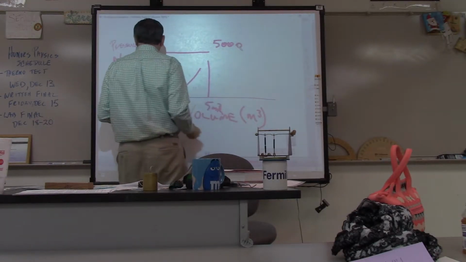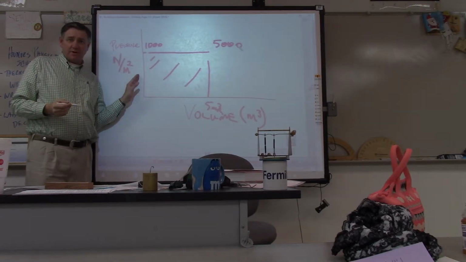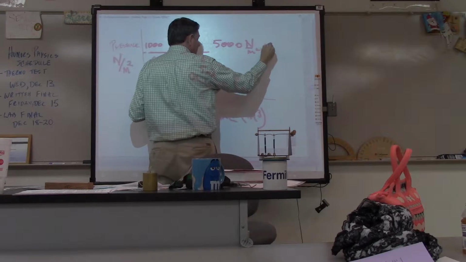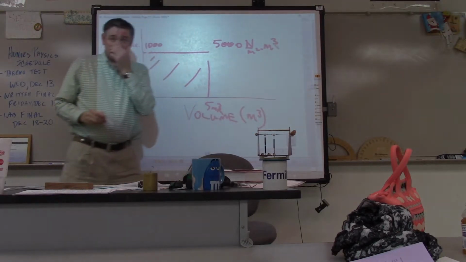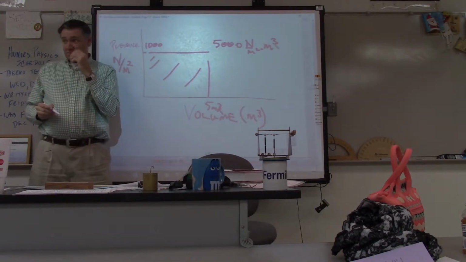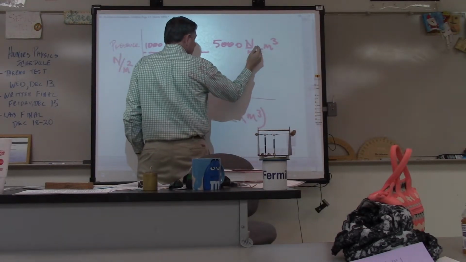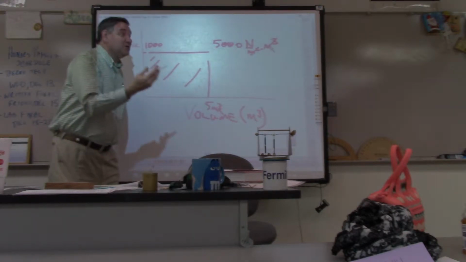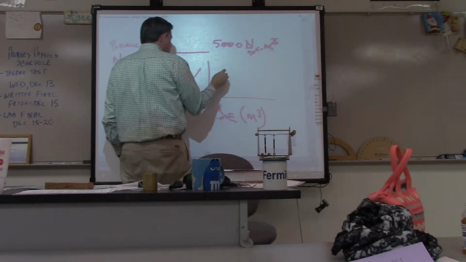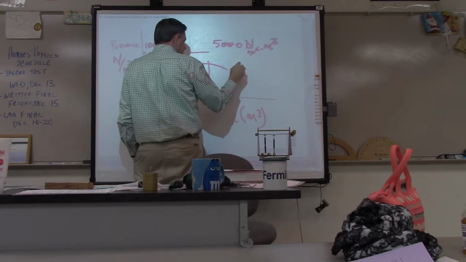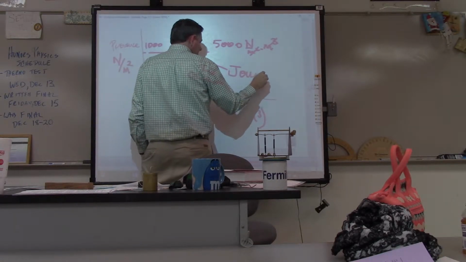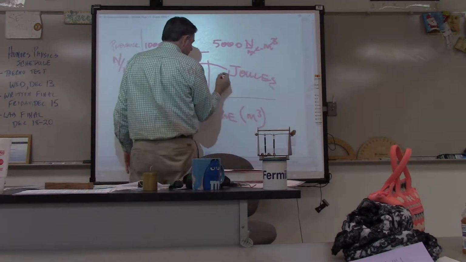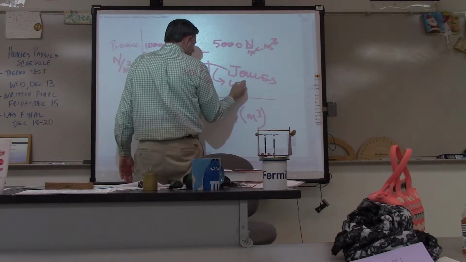Let's start with the basics. But then I've got newtons per meter squared multiplied by cubic meters. True? Okay? So, if I do this, what units do I get? Newton meters or joules. Wow. Okay? So, here's the first thing: the area underneath a pressure volume graph is measured in joules. And this is going to be important.